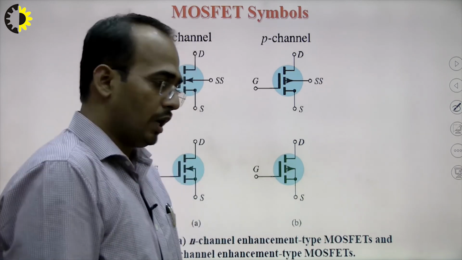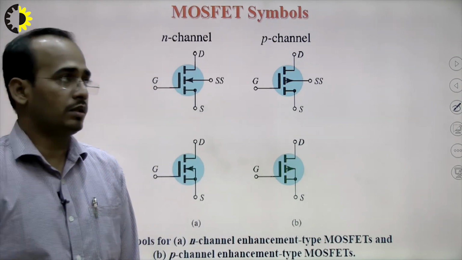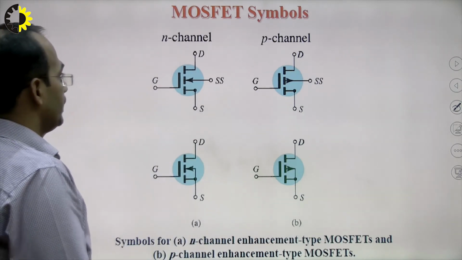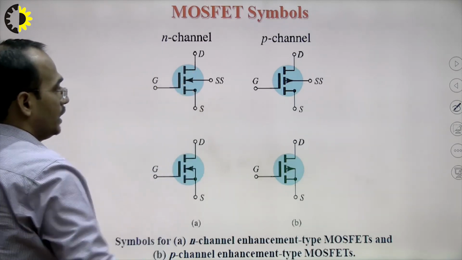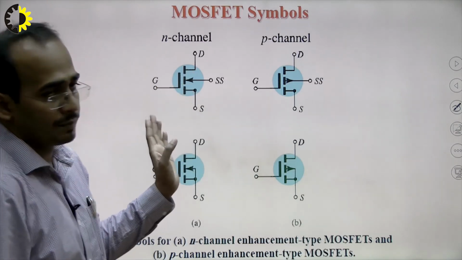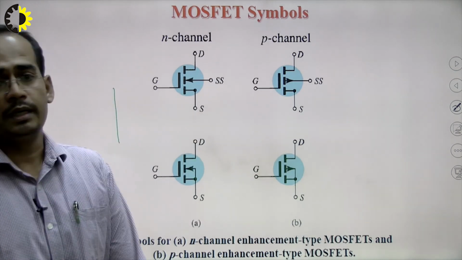Now, how will you differentiate between depletion type and enhancement type MOSFET? It is very simple. If the channel is broken, then this is an enhancement type MOSFET. If there is no break and the channel is continuous, then this is a depletion type MOSFET.